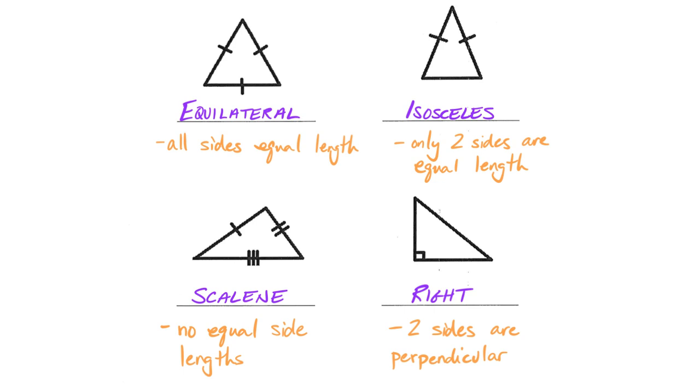You should be able to see you've got your equilateral triangle, which we should all be good with, that all sides are equal length. Our isosceles, only two sides are equal length. That's very important. The word only two sides. Don't just say two sides, only two sides are equal length, two and only two. Scalene has no equal side lengths. And then you take a look in the bottom right, we have our right triangle, where two sides are perpendicular. There's our 90-degree angle again.